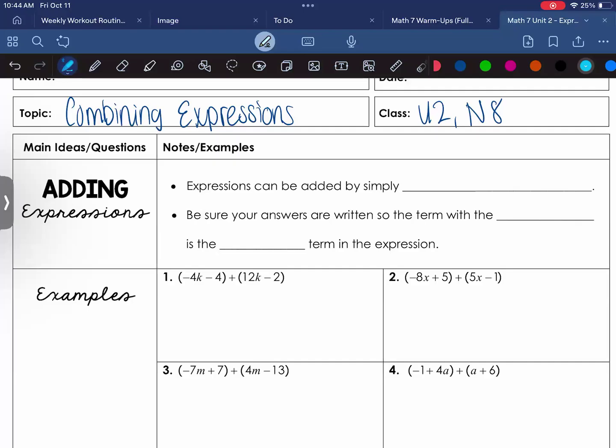All right, go ahead and label the topic: combining expressions. It is Unit 2, Notes 8. All right, when we are adding expressions together, super easy. It's just like what we've already been doing. So expressions can be added by combining like terms.